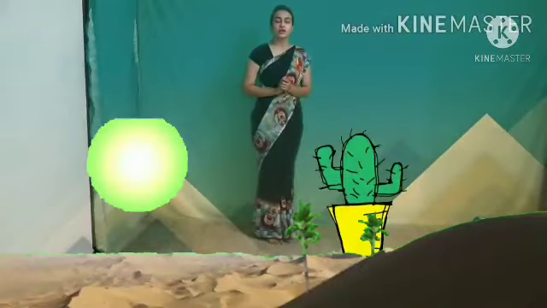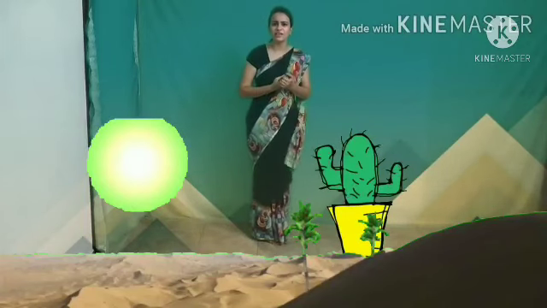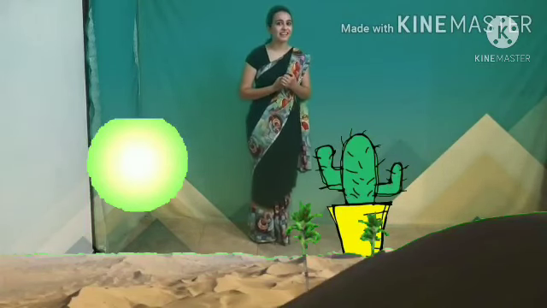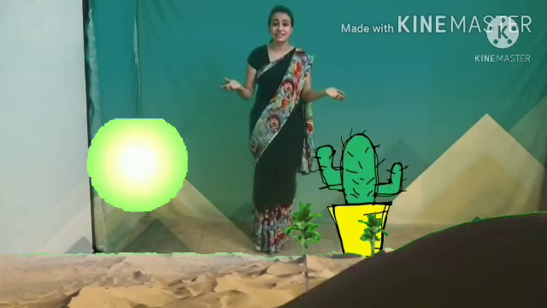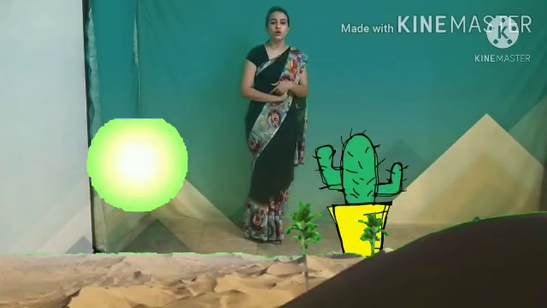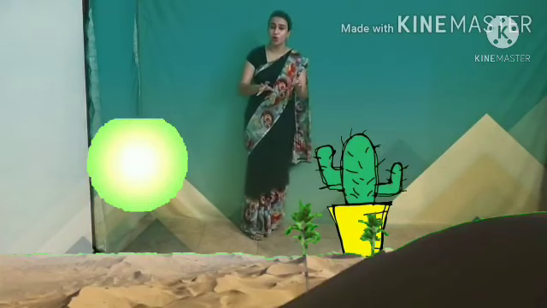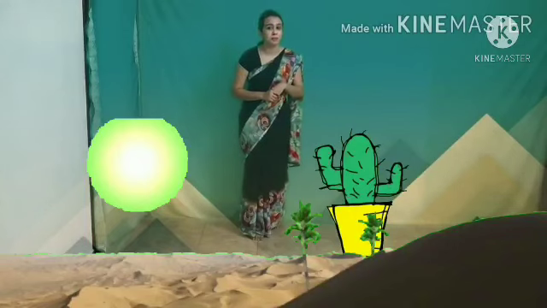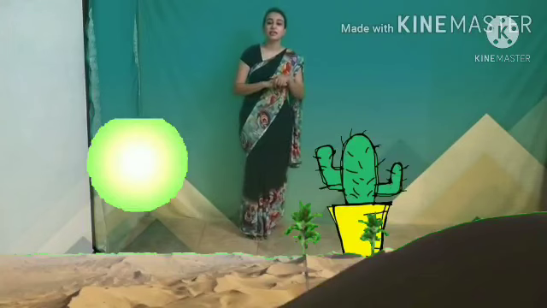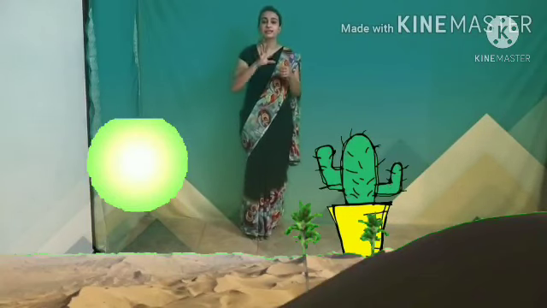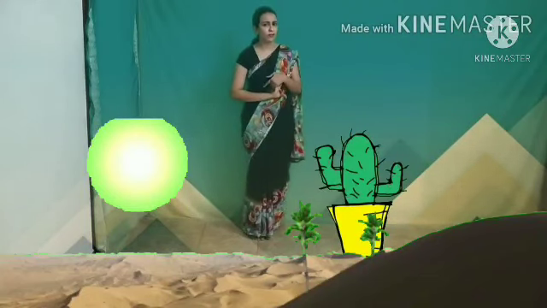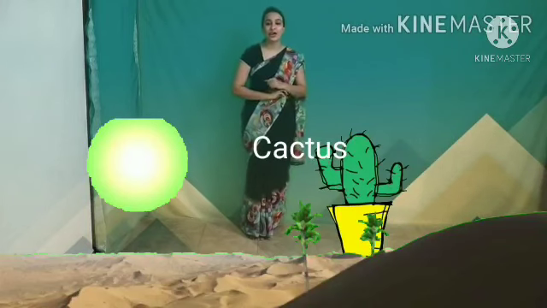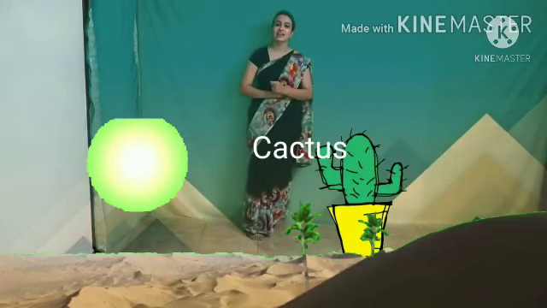Cactus. Children, I feel very hot. Why is it so? Yes, because I am standing in a desert. I feel very thirsty too because I am in the desert, right? Usually the plants which grow in the desert region store water in their stems. An example of such a plant is the cactus.